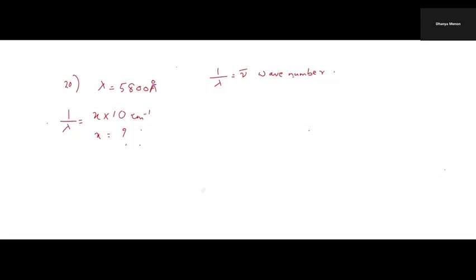Now here I just have to substitute. They have asked in centimeters, so Armstrong to centimeter, multiplied by 10 raised to minus 8. So you get the answer as 17241. This is your answer.